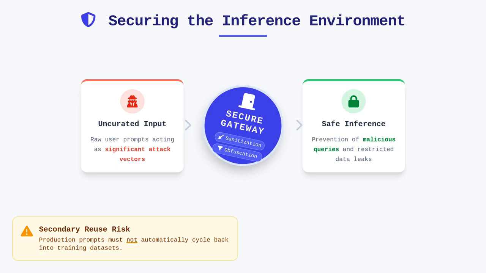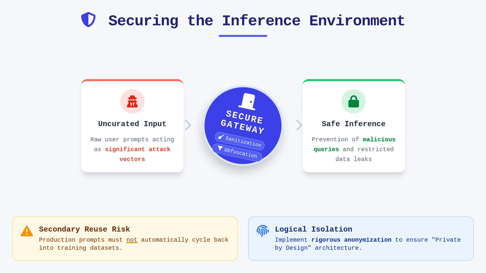Furthermore, you must implement strict logical isolation for secondary data reuse loops, ensuring that production prompts are not automatically cycled back into a dataset for training unless they undergo a rigorous anonymization process. These architectural decisions define whether your implementation is truly private by design or merely compliant on the surface.